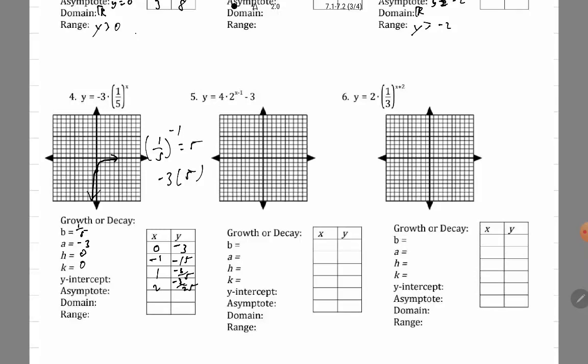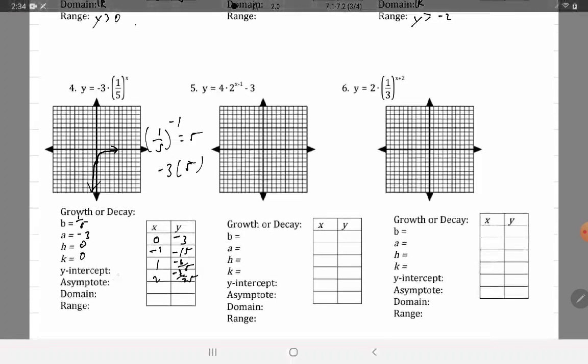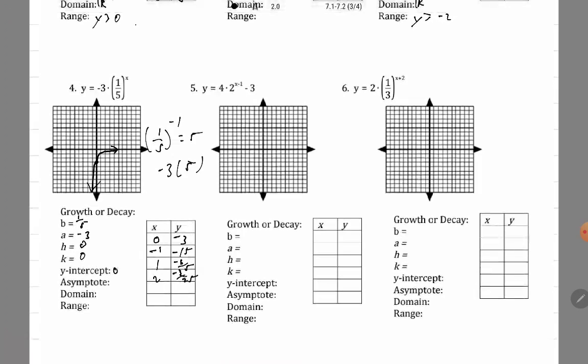Okay, so it's flipped upside down because the a value is negative. Our y-intercept is (0, -3). The asymptote is y equals 0, so it's still our k value. All real numbers in our domain, and our range this time is y is less than 0, because our a value is negative.